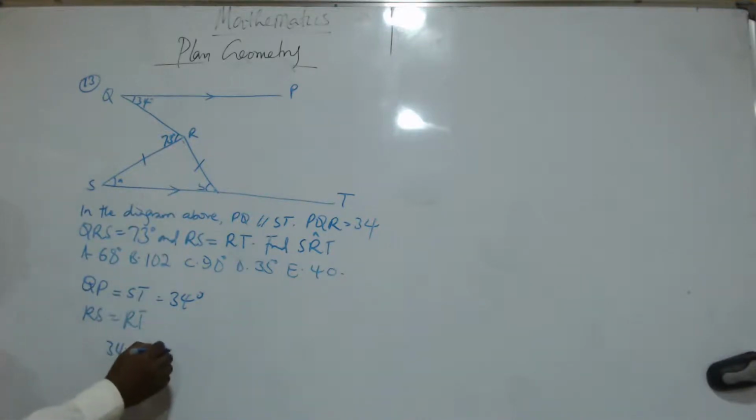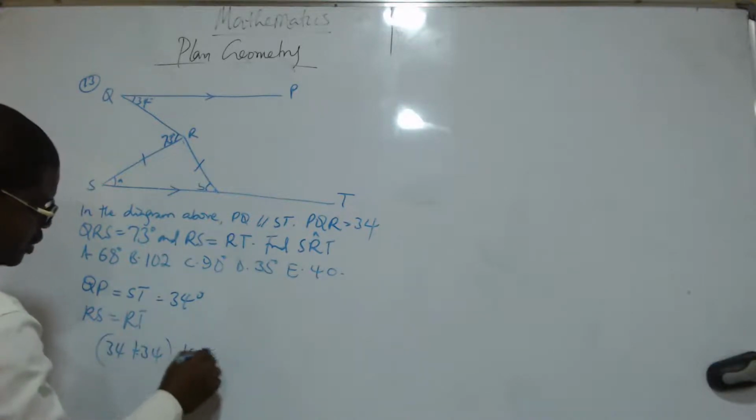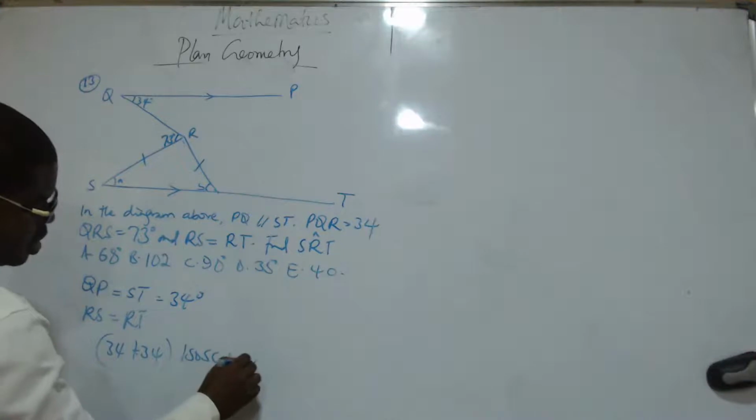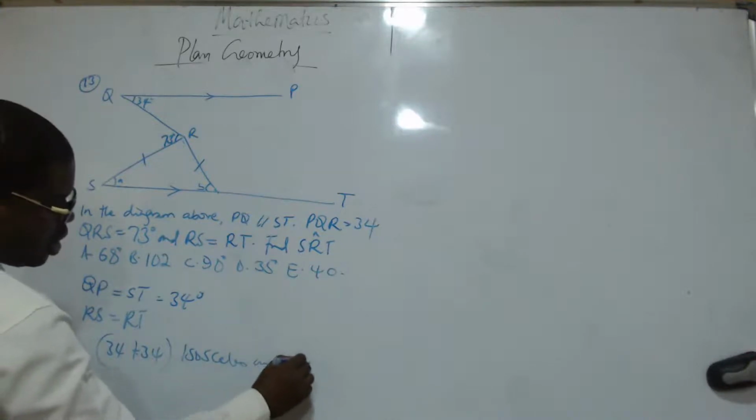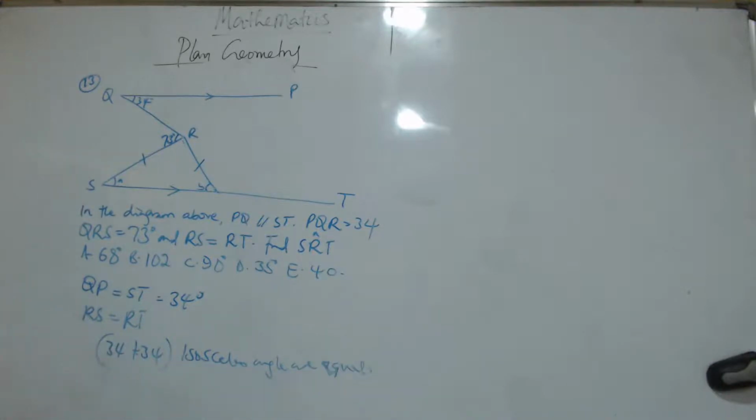I still say this one, triangle. Reason, we have angles that are equal. And since they are equal, so that means we are going to have 68 degrees.